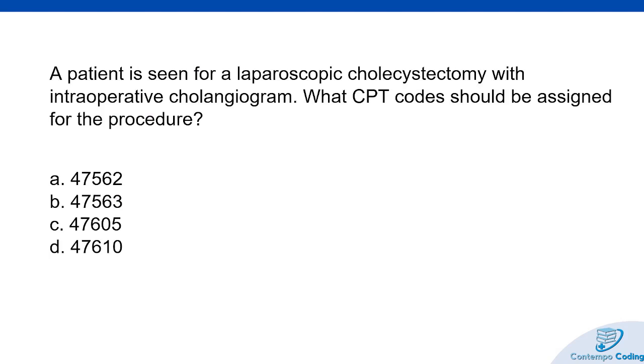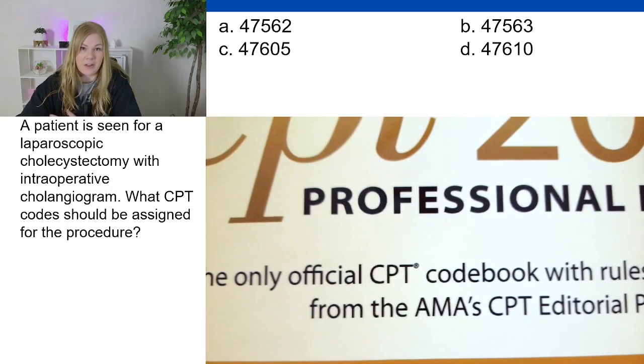Now on to our next question. This patient is seen for a laparoscopic cholecystectomy with intraoperative cholangiogram. What CPT code should be assigned for the procedure? Now, if you've ever watched any of my other videos where I've gone through case studies, you know that I say to not always use the index. You can just start with the section. So if we wanted to go into our digestive section and find the section for cholecystectomy, which would be under biliary, bile duct stuff, that is where we would find our cholecystectomy codes.